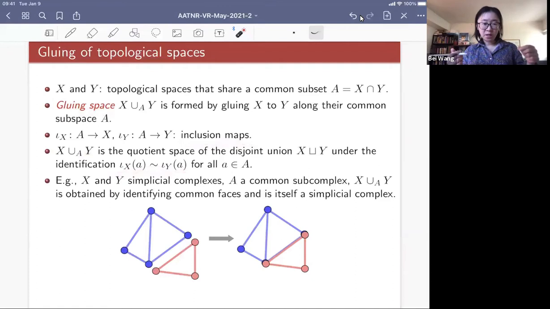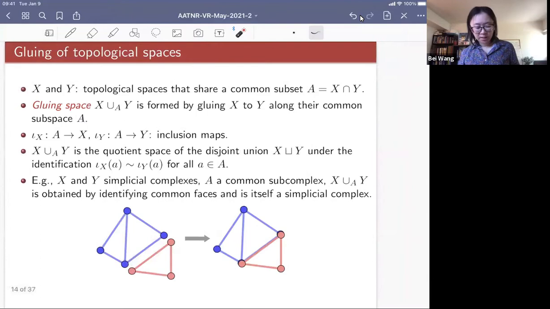Okay. And specifically, if my X and Y are simplicial complexes, let's say this is my X, this is my Y, and they have some shared subcomplex, then this gluing is just identifying common faces, and when I glue them together, the result is also a simplicial complex.